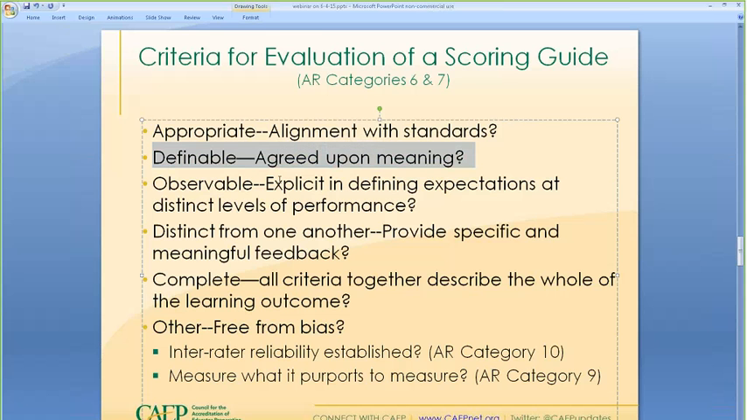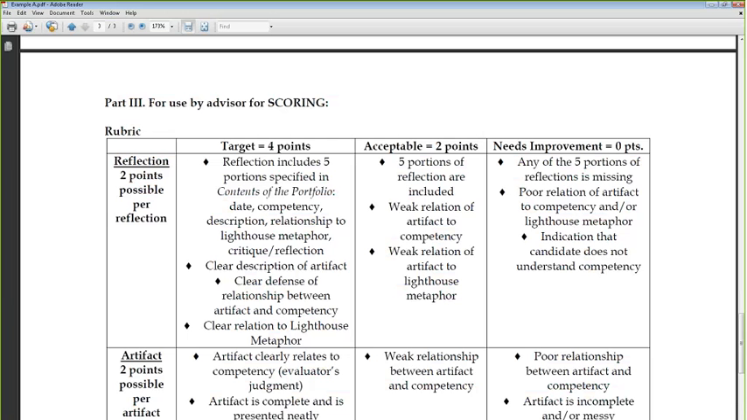Okay, so if we go back to that example A, I wonder if everybody would be in agreement about what a weak relation of artifact to competency would be in terms of the reflection versus a clear defense. Okay, what does that mean? And so here's the part where that reliability comes in, and how have you trained your reviewers to have some agreement about what those terms mean, all right?